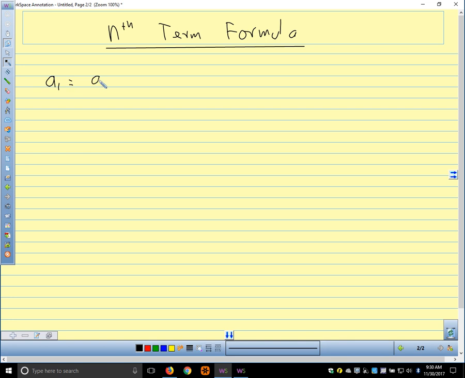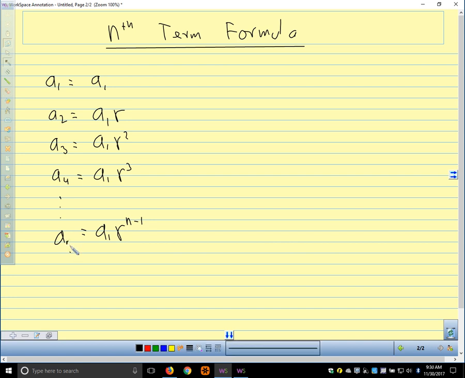a sub 1 is just a sub 1. To get a sub 2, we multiply a sub 1 by r. To get the third term, we multiply the second term by r, a sub 1 r squared. For a sub 4, we multiply this term by r to get the next term, a sub 1 r cubed. So do we see the pattern? a sub n, dot, dot, dot, is going to be a sub 1 times r to the n minus 1.